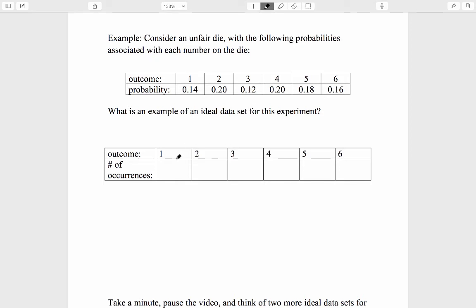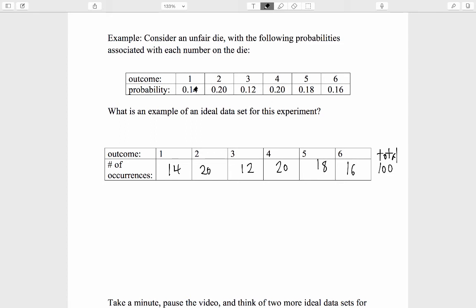Well, the easiest way to do it is just like so. Multiply each one of those decimal numbers that's given by 100. Then the total number of rolls of this unfair die will be 100. If you roll this die 100 times, and 14 of those times out of 100 you obtain a 1, great, then the relative frequency of 1 is indeed 14 out of 100, which is 0.14, and that agrees with the probability, which is 0.14. Great, we made the relative frequency match the probability. Similarly, we've made the relative frequency of 2, which is 20 out of 100, match the probability.